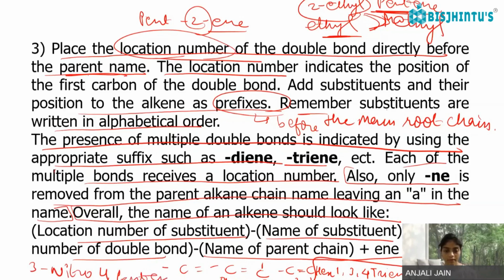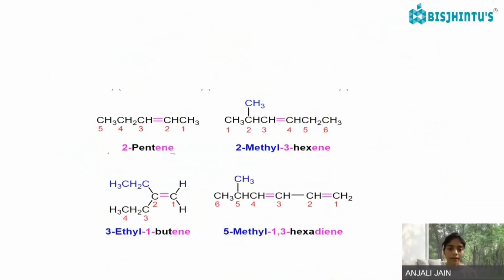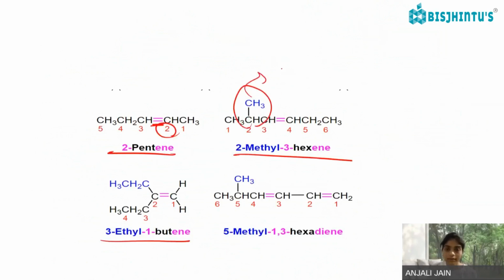4-pentene, 4-pentene. Okay, the fourth position is indicating the location number. Like 2-pentene, at the second position the double bond is there. So one can write it like this: 2-methyl-3-hexene. At the second position there is a methyl group. Substituents are always given more priority. Okay, 2-methyl, and at the third position there is hexene.